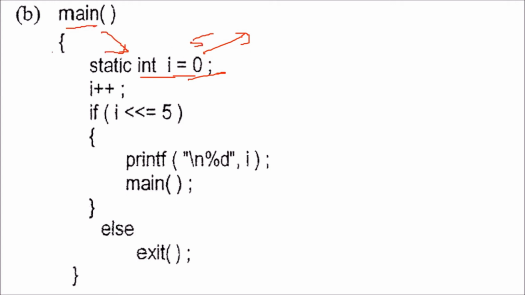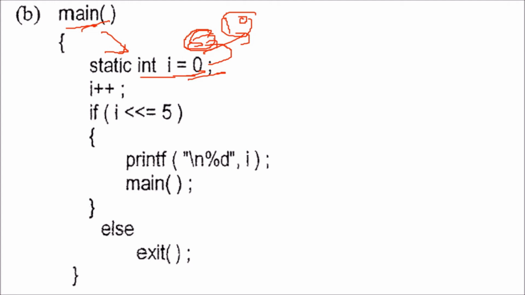Say i becomes 5. When this function is again called, this will not be made 0. This will retain its value, it will always be 5. Then if this value becomes 10 and the function is again called, it will be 10, not 5 or 0. This is how static is used to retain a value if you are dealing with various functions and you want one value to be common to all these functions. This is why we use static.